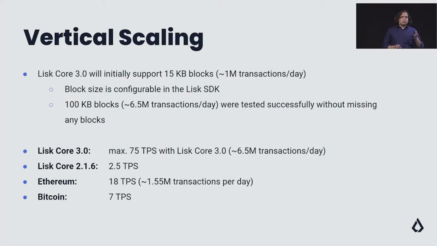As you can see in the comparison with other blockchains and our old version of Lisk Core, we have a performance increment of at least 10 times. Lisk Core 2.1.6 supports 2.5 transactions per second, Ethereum 18 transactions per second, and Bitcoin 7. Comparing that to our latest Lisk Core, we now have 75 transactions per second.